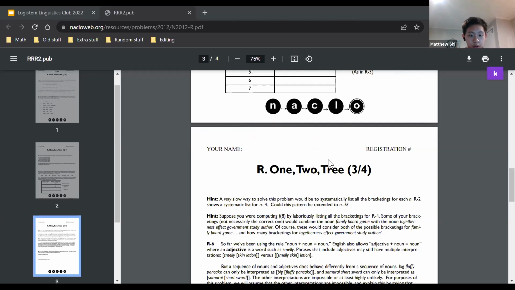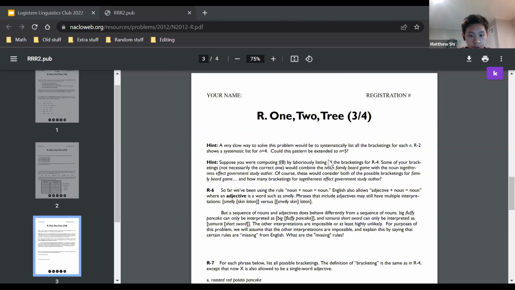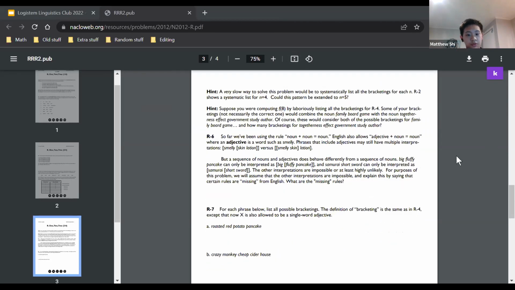And on to R6. So far we've been using the rule noun plus noun equals noun. English also allows adjective plus noun equals noun, where an adjective is a word such as smelly. Phrases that include adjectives may still have multiple interpretations: smelly skin lotion versus smelly skin lotion. But a sequence of nouns and adjectives does behave differently from a sequence of nouns.